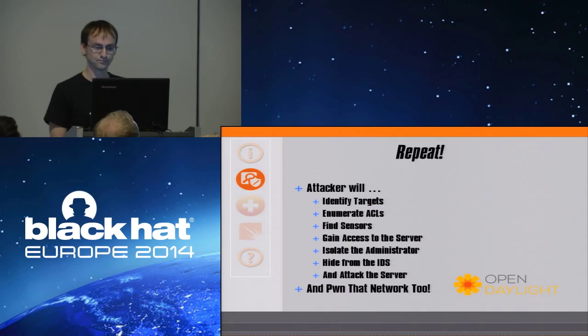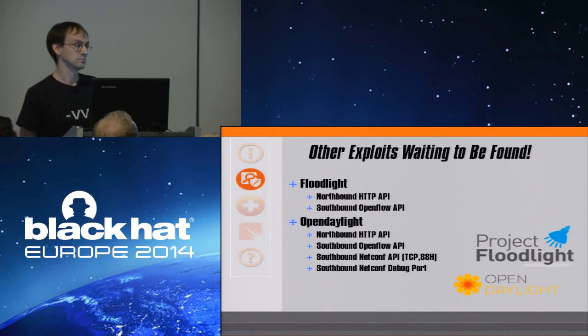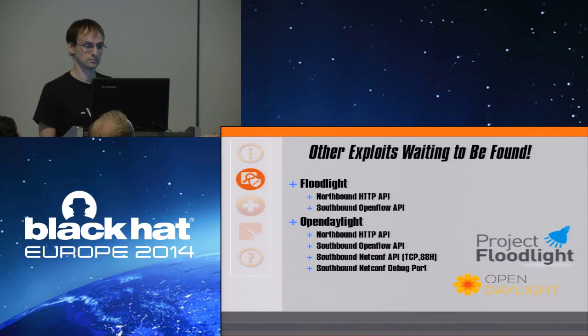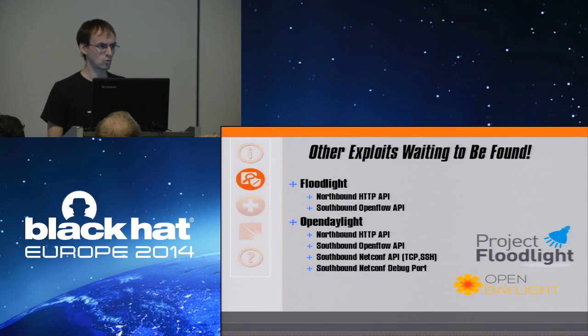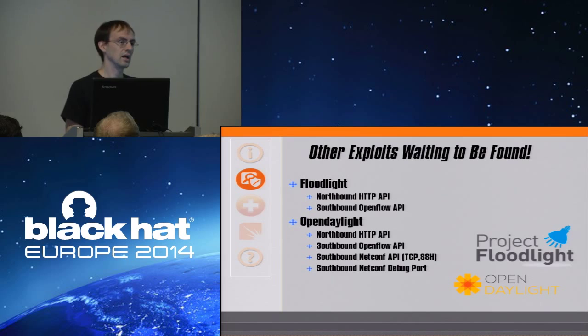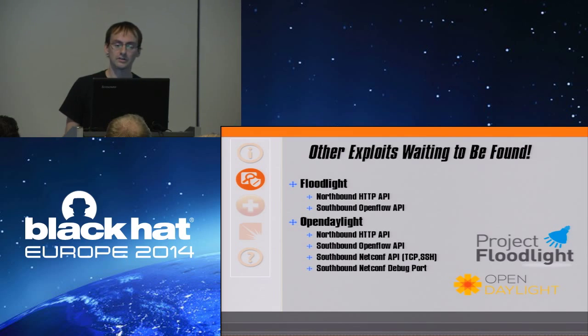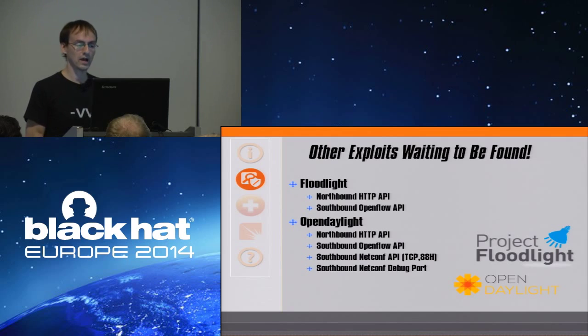All right. So pretty good. Now, yes, of course, there are other exploits waiting to be found. On Floodlight, the northbound HTTP API, I already found one myself, which I'm not covering now, but it's in the white paper. It kind of directs you into what this is going to turn out to be. It's very simple, and they say that JSON's safe. Not exactly.